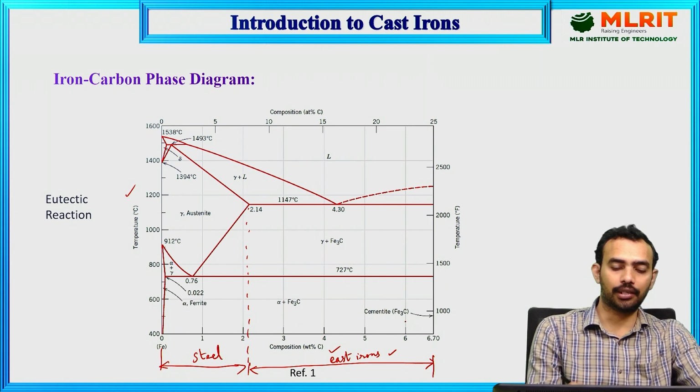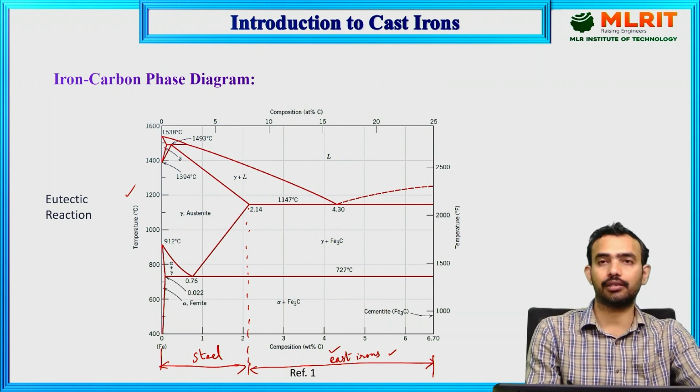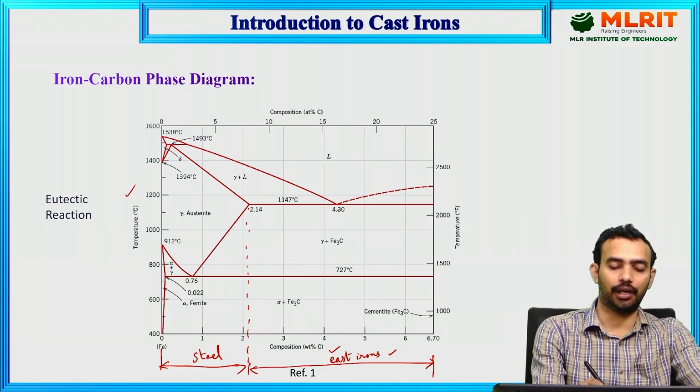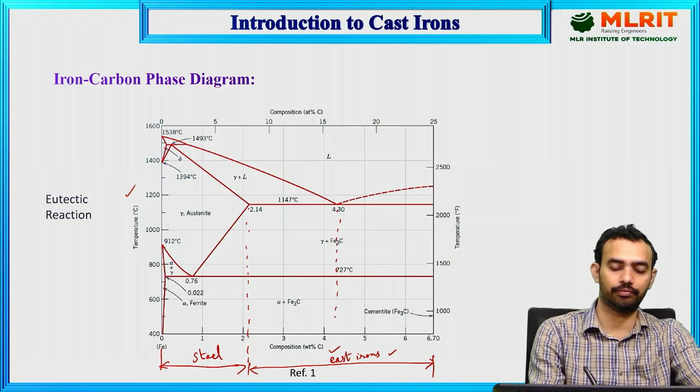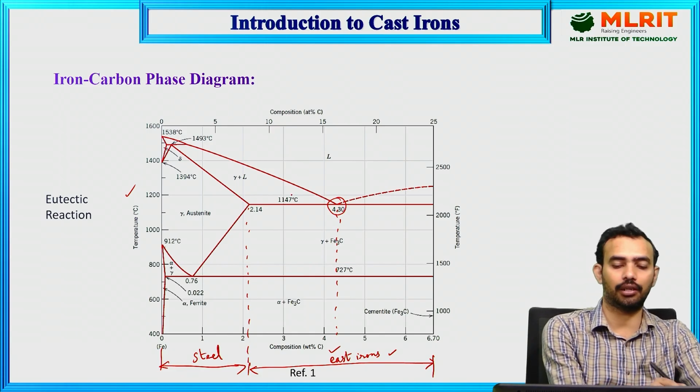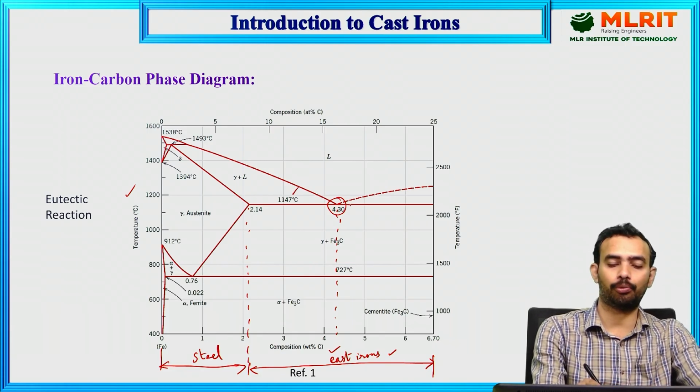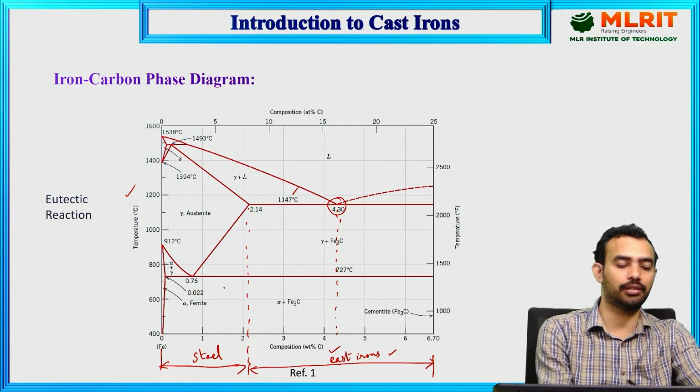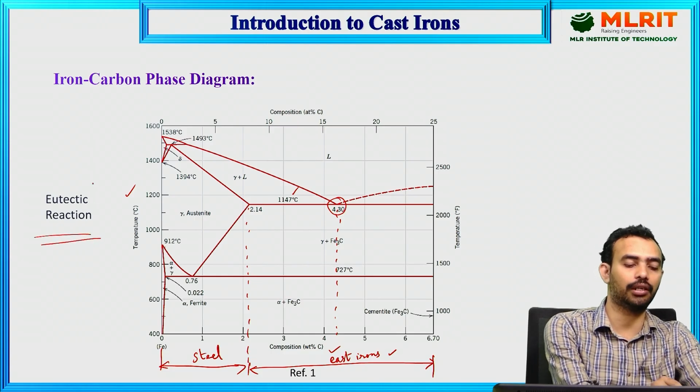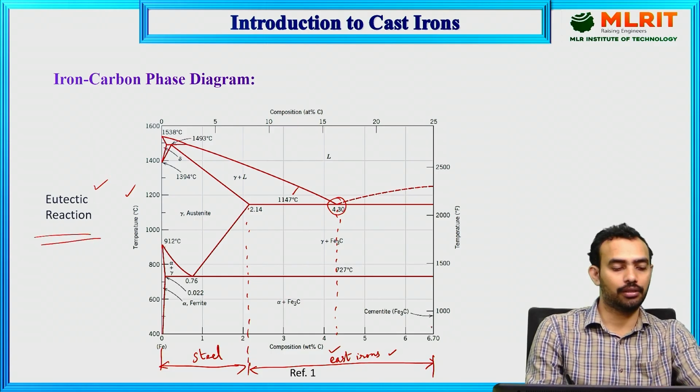In the cast iron, the important reaction, if you recall, the invariant reaction, takes place at 4.3 weight percentage of carbon. So at 4.3 weight percentage of carbon, this is the point. At 1147 degrees centigrade and 4.3 weight percentage of carbon, we see this reaction, that is a eutectic reaction.